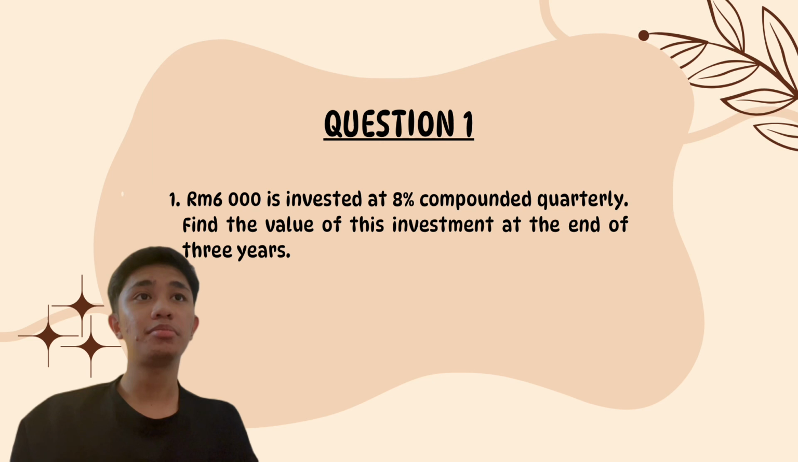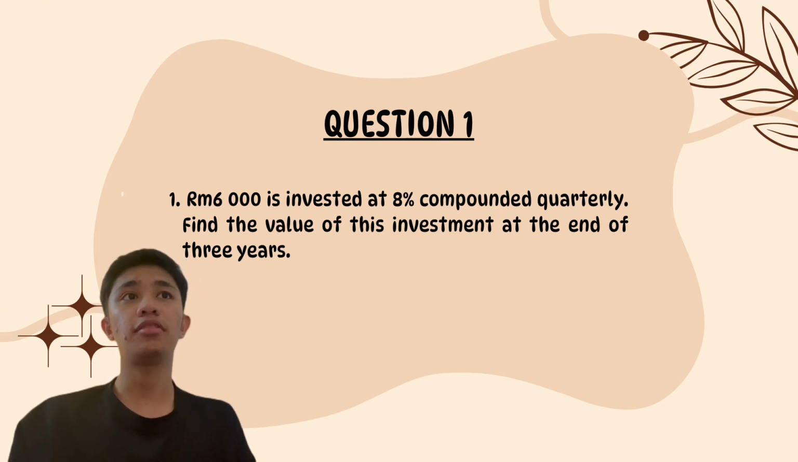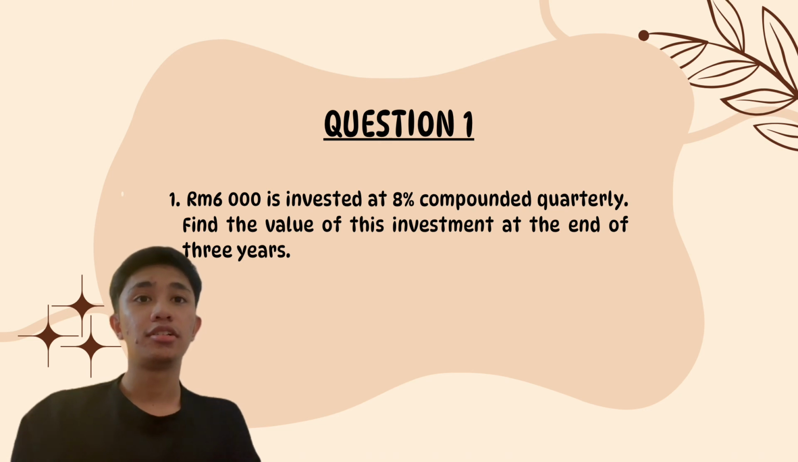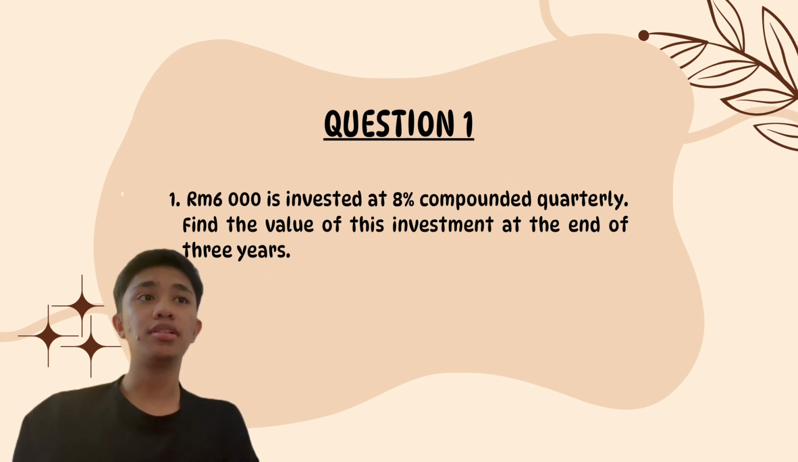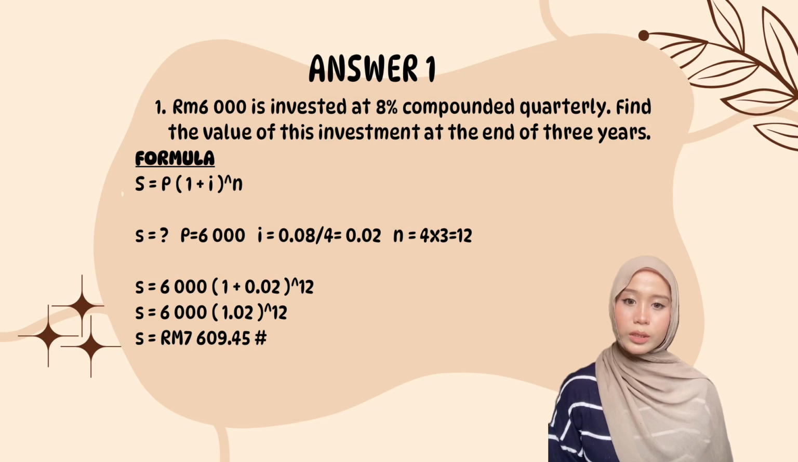Hi and Assalamualaikum. So for this question, the main problem in this question is we need to find the value of investment at the end of 3 years. So the main objective is we need to find investment at the end of 3 years. So the formula that will be used is compound amount. S equals P(1 plus I) to the power of N, where I equals K divided by M and N equals MT. From question 1, we know that we have to find the future value of an investment after 3 years.